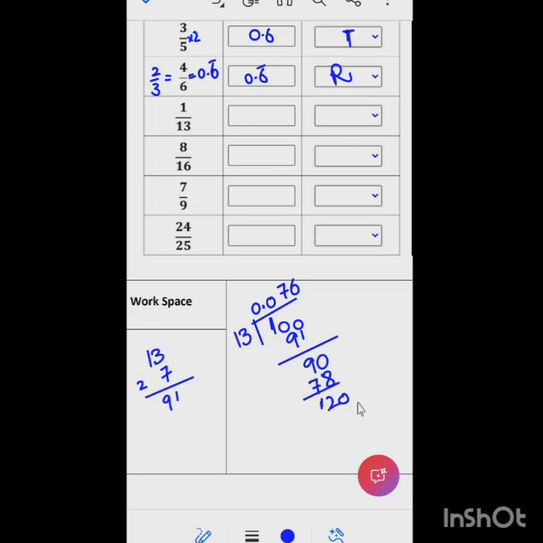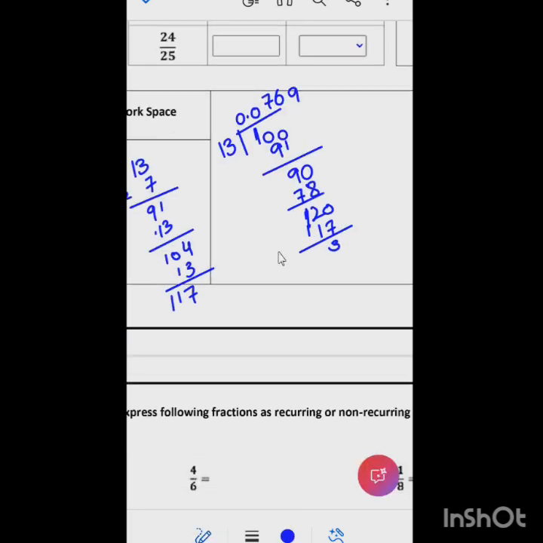So this will be 120. 13 nines are 117. Now 3 is the remainder, so it will be 30. When there is no repetition, at least you need to see up to 5 decimals. Now 30, 13 into what is close to 30?